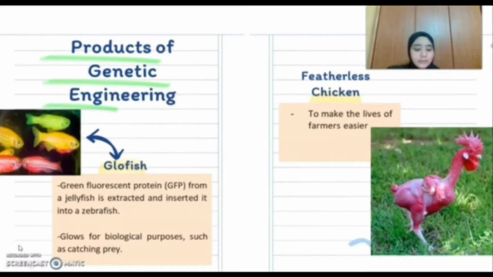So glowfish ni were actually inspired by real life and marine life that glows in the sea for biological purposes such as catching prey. The last product of genetic engineering is the featherless chicken. Okay, so as we can see here, there is no feathers at all. Sebab ini telah dihasilkan untuk make the lives of farmers easier. So they don't have to spend so much time on macam cari bulu-bulu ayam tu one by one.